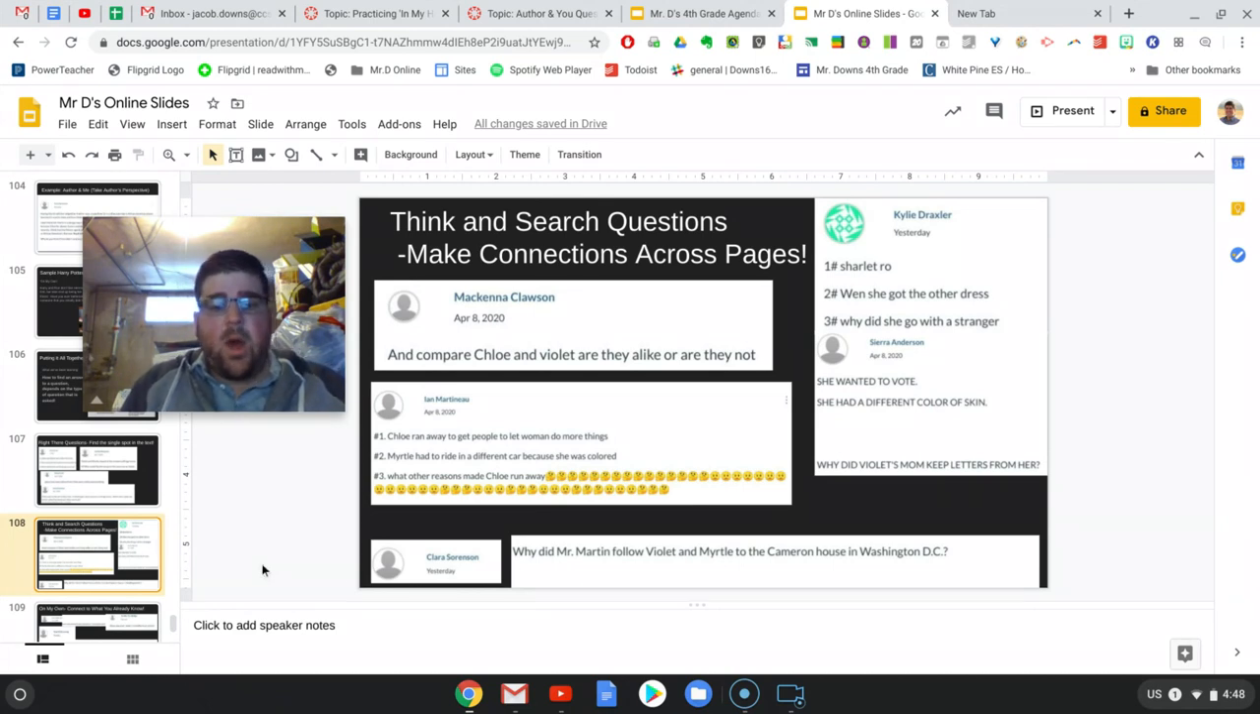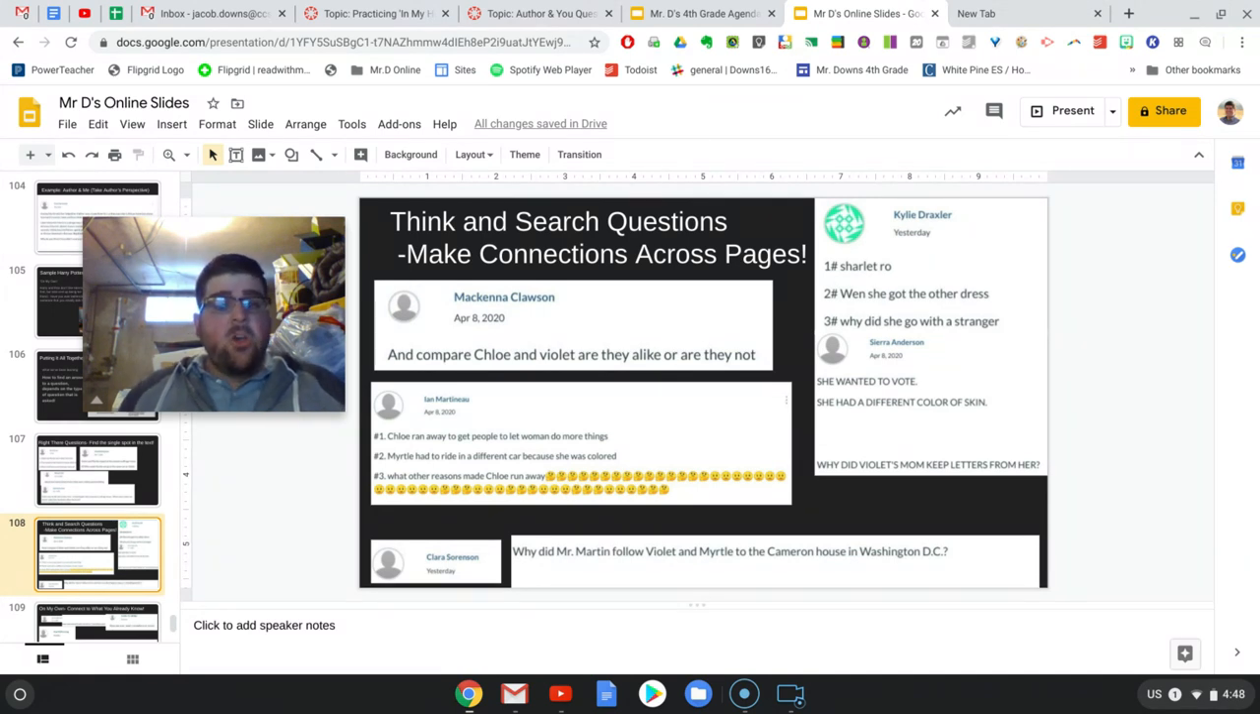And then Clara said, why did Mr. Martin follow Violet and Myrtle to the Cameron house in Washington, D.C.? Now, Mr. Martin said that it was because he wanted to make sure they got there safely. So in that sense, it would be more of a right there question. But you and I both know that there were other reasons that Mr. Martin followed them, that there's sort of deeper things going on that he hasn't really talked about why he followed them. So that would be a think and search question, and our answer for that one's going to evolve over time there.